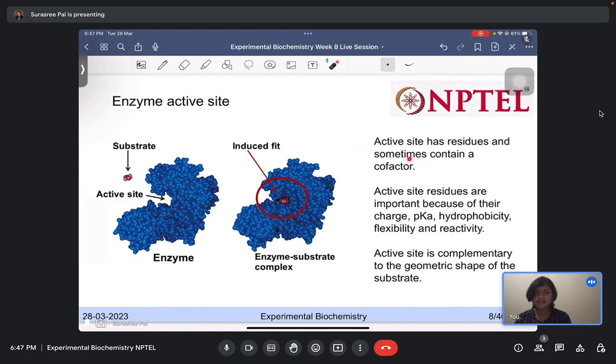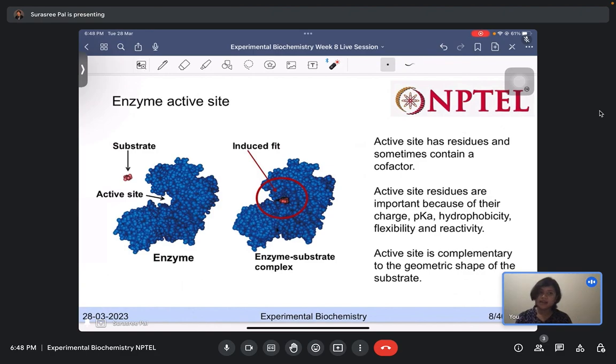Now the active site has specific amino acid residues, which are important because of several characteristics which we will discuss. The active site may also contain some cofactors. Now what are the properties of the amino acid residues of this active site? These residues are important because of their charge, the pKa value, their hydrophobicity, flexibility and reactivity. Now why are these characteristics necessary for the active site residues?